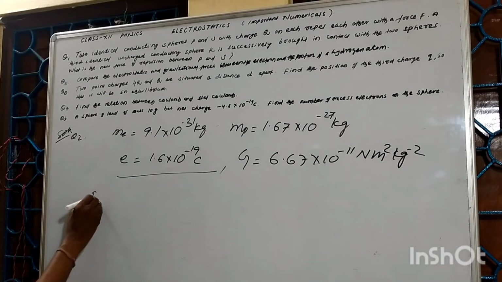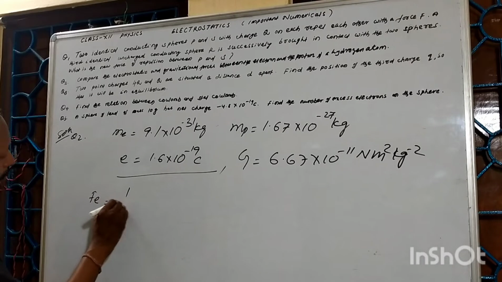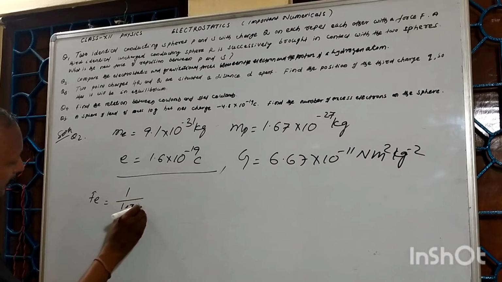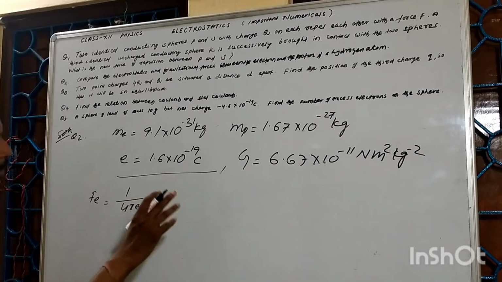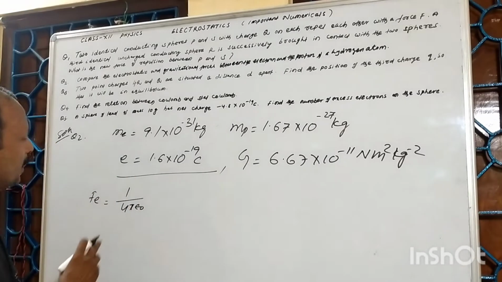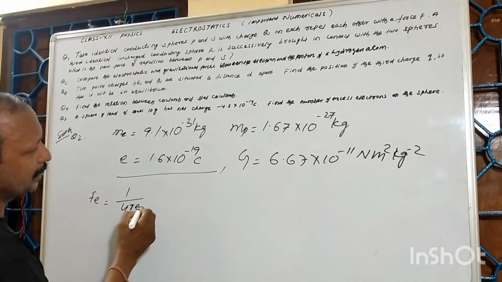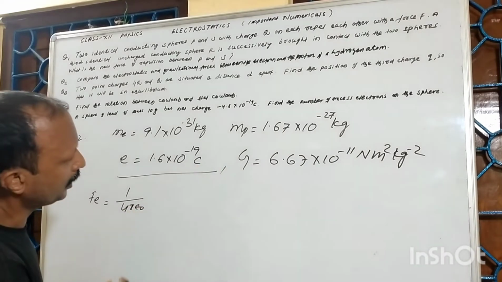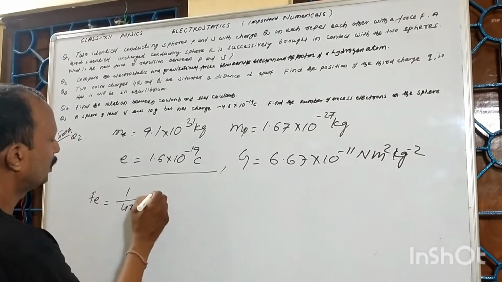Now we'll calculate the electrostatic force as well as the gravitational force. So the electrostatic force is equal to 1 upon 4 pi epsilon naught Q1 Q2. Q1 Q2 means the charge of electron as well as the charge of proton.